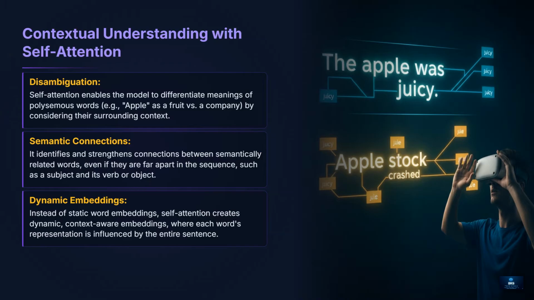Self-attention's power truly shines in contextual understanding. Take the word apple. Its meaning changes depending on the sentence. Self-attention dynamically crafts an embedding for apple that reflects whether it's a juicy fruit or a tech giant. This allows the model to capture complex semantic connections across long sequences, making its understanding incredibly rich.